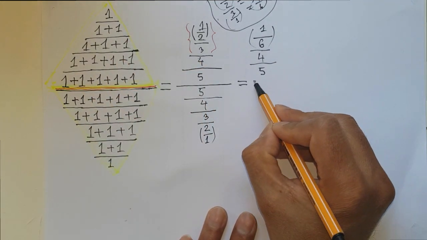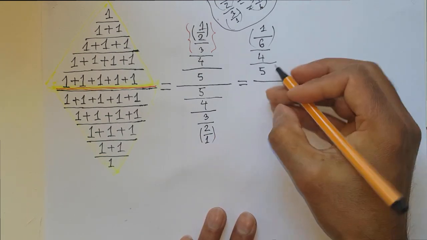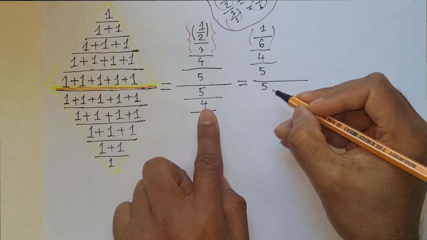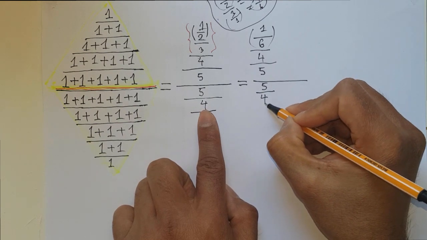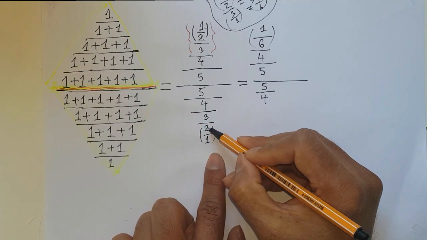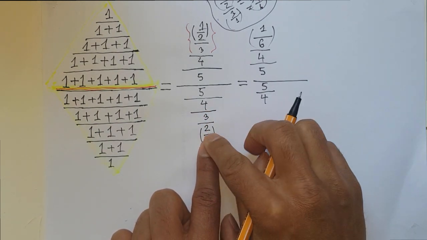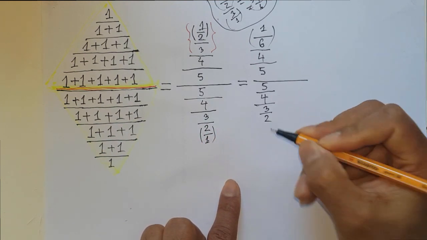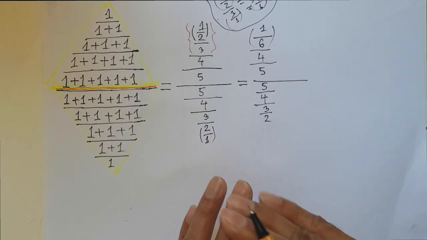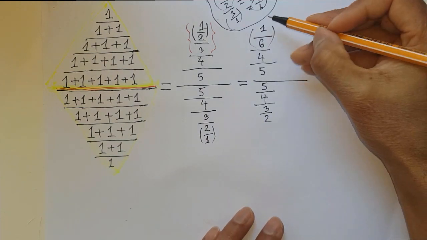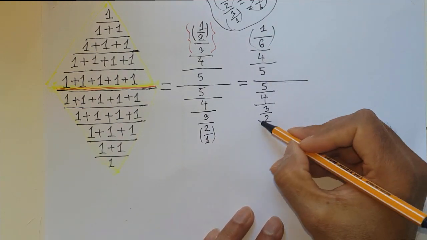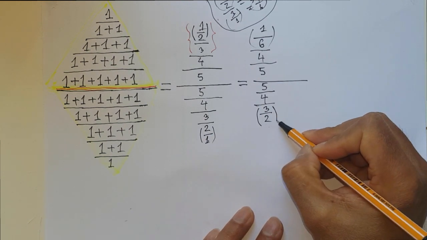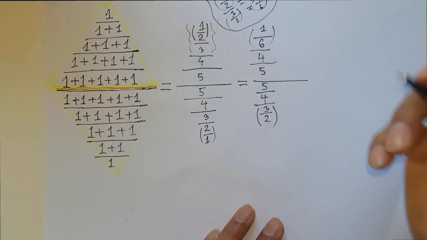And then the bottom line triangle is 5, then 4. And look here, 2 over 1 is equal to 2, and then 3 over 2. So as I told you before, we have to calculate from top to bottom and then bottom to top. And this is a single part and this is another single part.